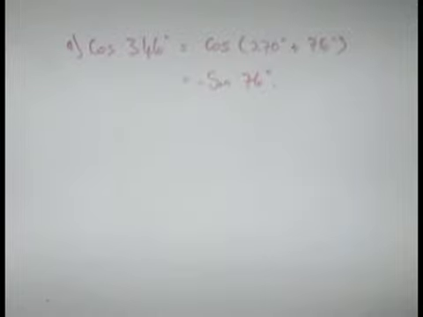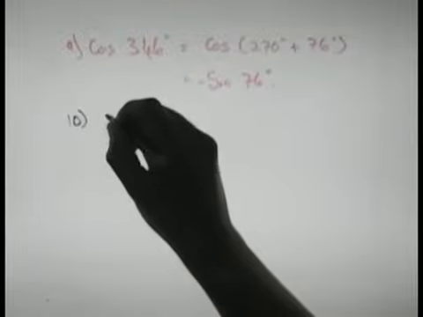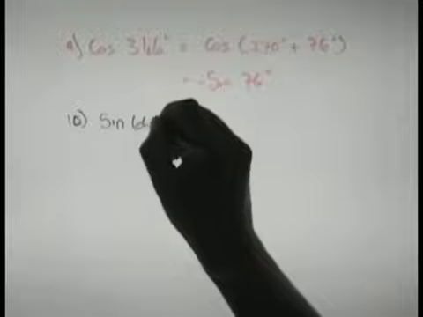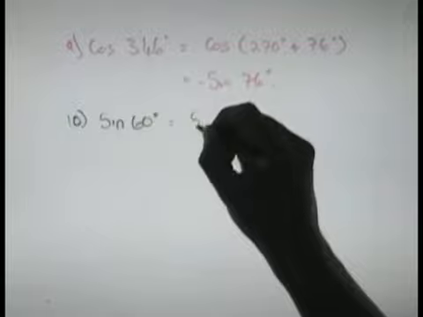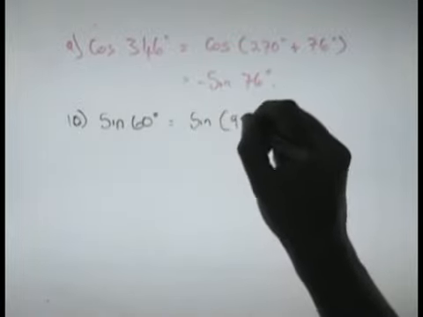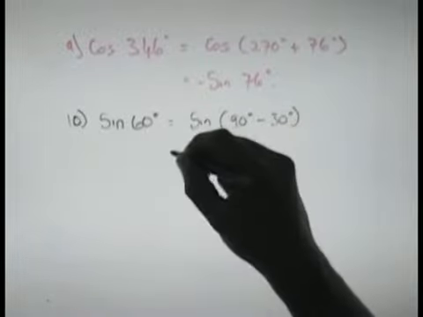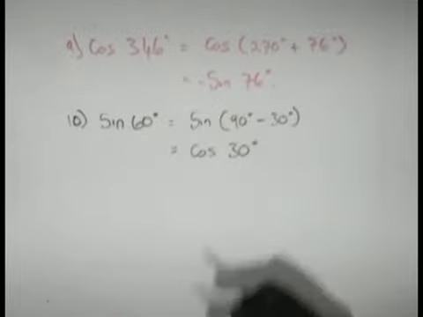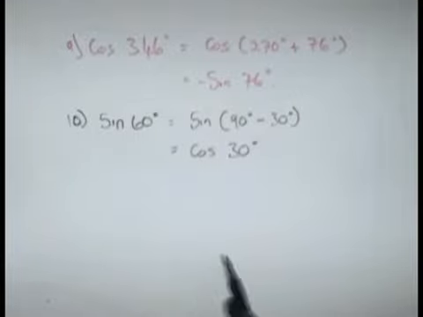Now I included one extra, number 10. I asked you, what is sine of 60 degrees? Sine of 60, wouldn't that be the same as sine of 90 degrees minus 30 degrees? Sine becomes cos of 30 degrees, positive because we are working in quadrant 1. Sine is positive in quadrant 1.